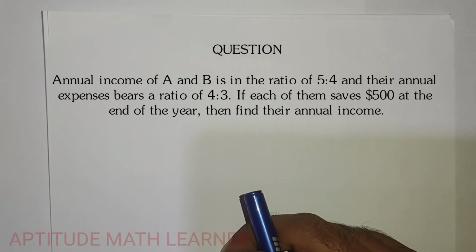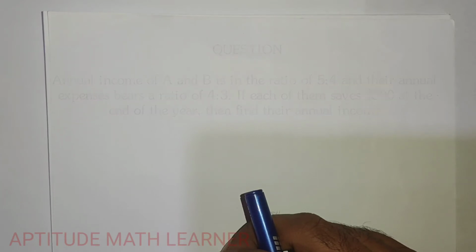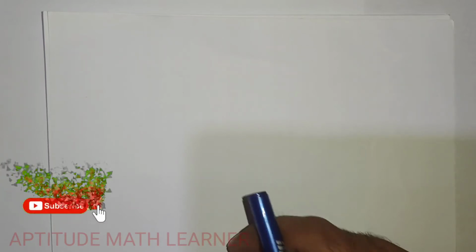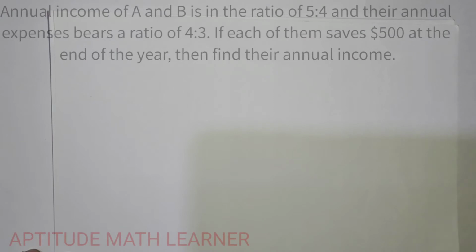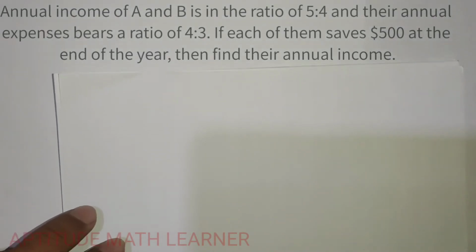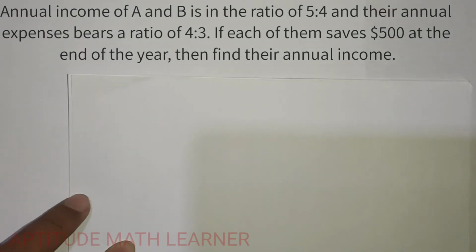So here we have to find the annual income of both. Let's begin with our answer and solve the question. But before solving, there is something you have to understand: to find the annual income of two persons, we have a formula.